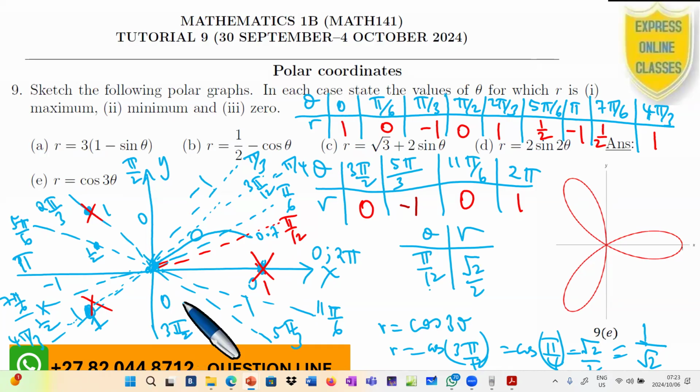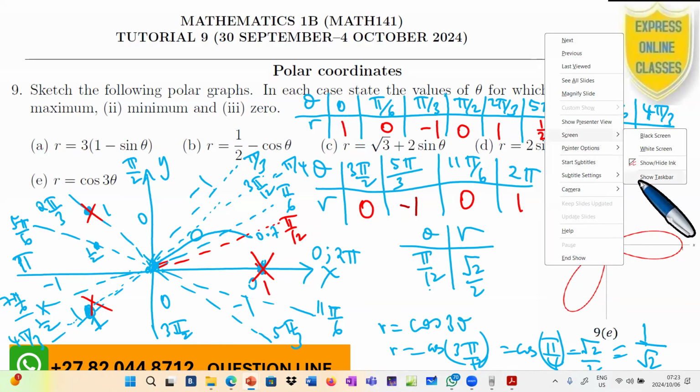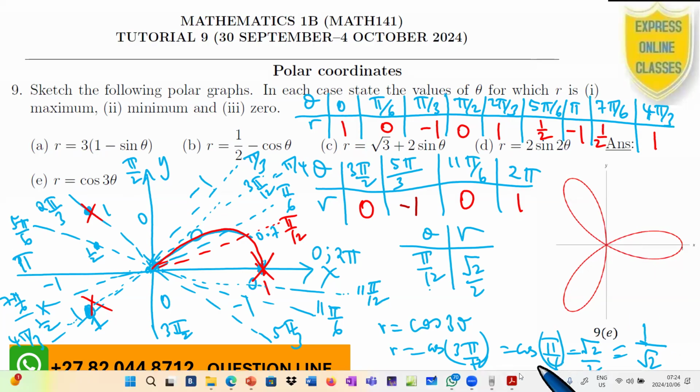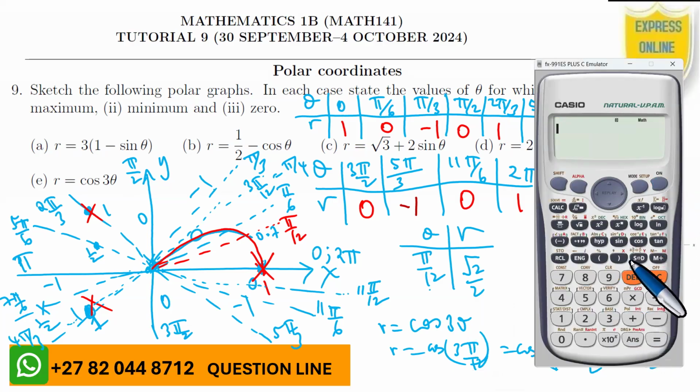Okay, so let us do this. It's going to be a 0.7, 1, and then let us do 11 pi over 12. So if you're going to do 3 times 11 pi over 12.